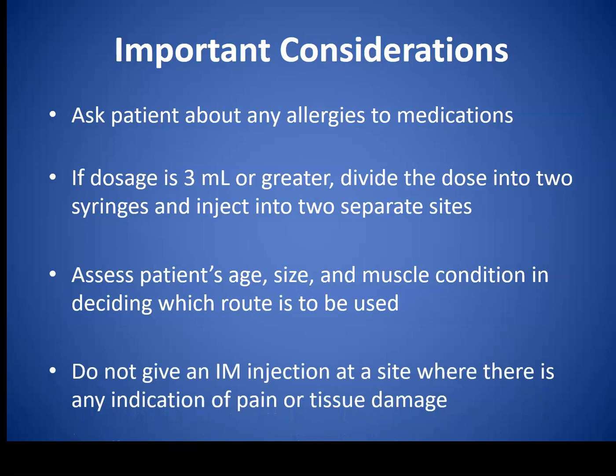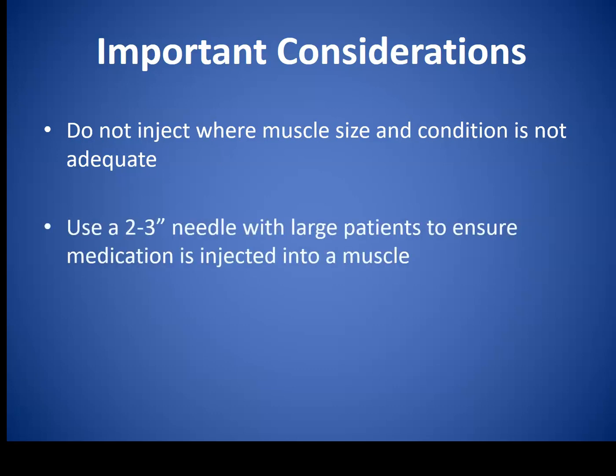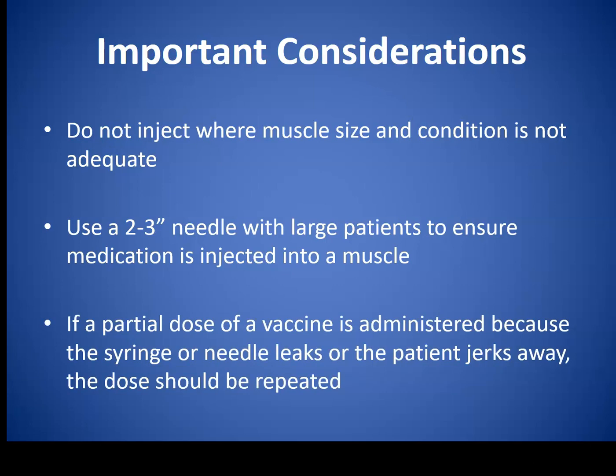And don't ever give an IM injection at a site where there is any indication of pain or tissue damage, such as bruising or hematoma. Don't ever inject into a muscle where the size and condition does not seem large enough or adequate. For large patients, you will probably need a 2 to 3 inch long needle to ensure that the medication is injected into the muscle. And if the patient jerks away or moves, where it seems like only a partial dose of the vaccine or medication is administered, unfortunately, you have to repeat it.